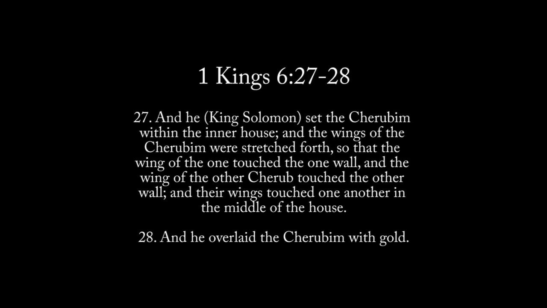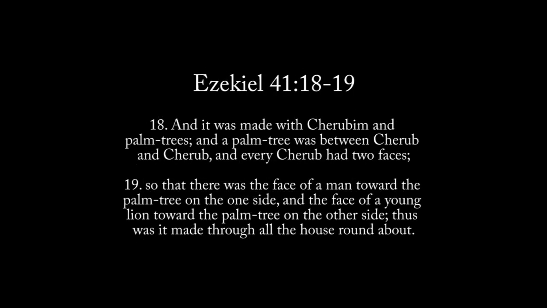"And the wings of the cherubim were stretched forth, so that the wing of the one touched the one wall, and the wing of the other cherub touched the other wall, and their wings touched one another in the middle of the house, and he overlaid the cherubim with gold." This is the most common type of description of cherubim in the Bible, though one passage in Ezekiel 41 describes a cherub as having the face of a lion. Ezekiel 41 talks about images of cherubim in the construction of the second temple after the first one was destroyed.